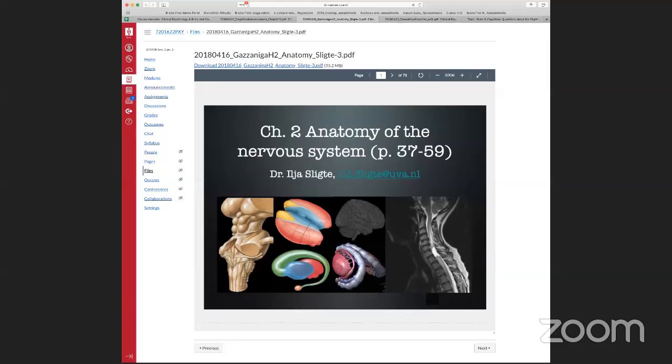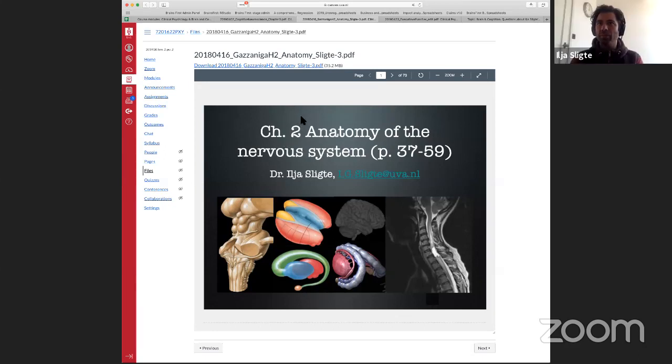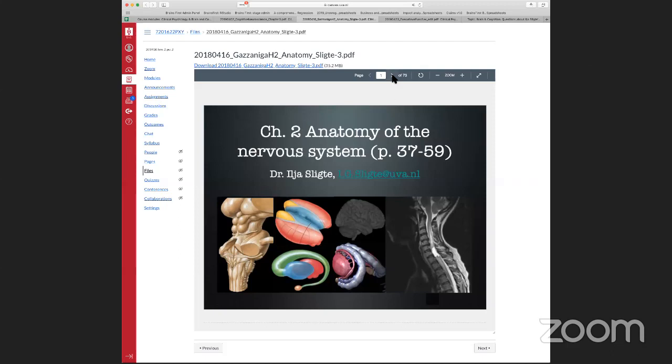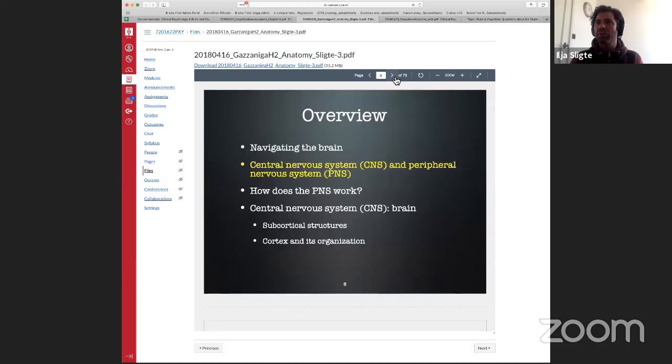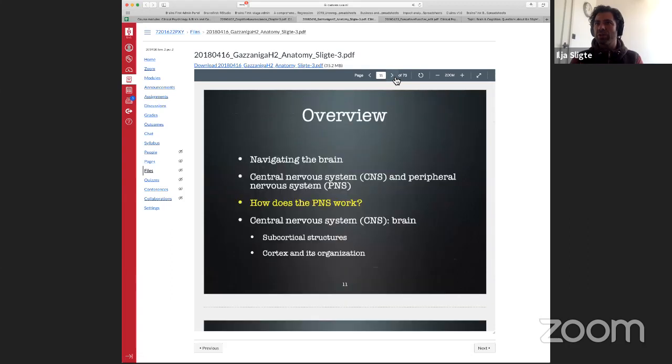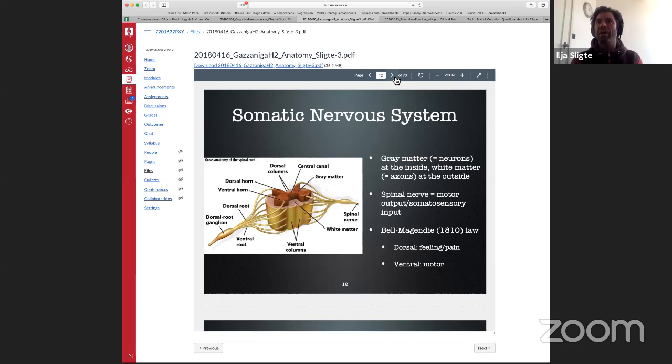Okay, Iris asked some questions about the ventral and dorsal root of the spinal nerve. Let me just share my screen. I think it's in the anatomy slides. Iris, could you please say which slide it is so it speeds up everything? I don't really know which slide it is. Can you now see anatomy of the nervous system? I think it's quite early on in the slides. There we go. It's probably here. Slide 12 of the anatomy class.